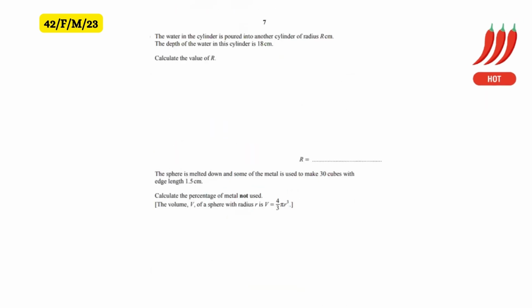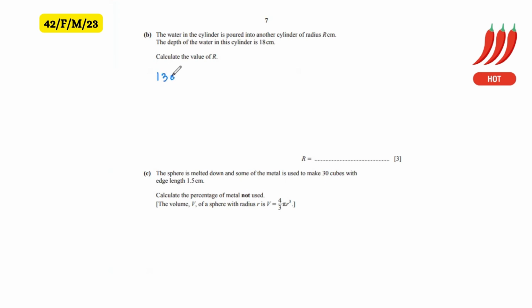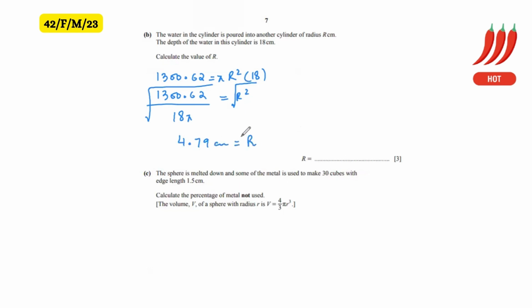Part B says the water in the cylinder is poured into another cylinder of radius r centimeters. The depth of the water in the cylinder is 18 centimeters. Calculate the value of r. So the water turned out to be 1300.62 equals pi r squared, and the depth is 18. So we just divide this by 18 pi and then take the square root on both sides. That's 4.79 centimeters. That's the value of the radius.